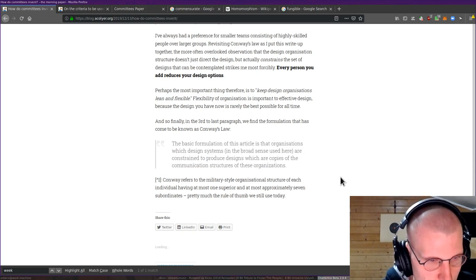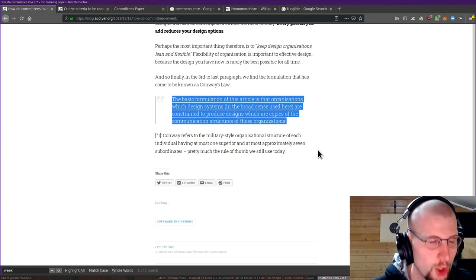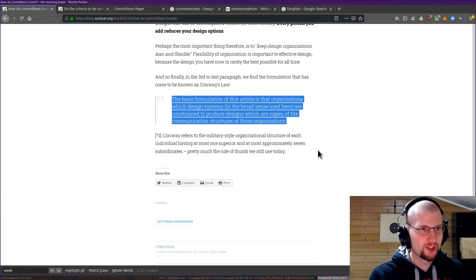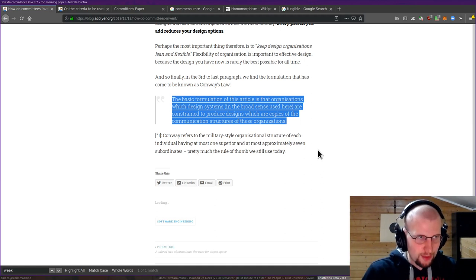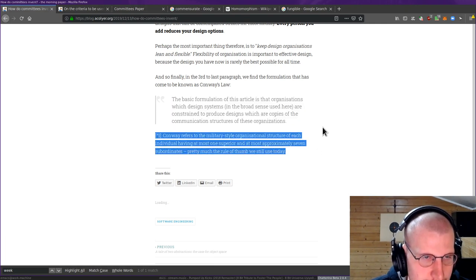Maybe not in open source, though, because in open source everyone can just do whatever, so you'll end up with a mess, of course. Conway refers to the military style of organization structure, each individual having most appropriately 7 subordinates, which is pretty much the rule of thumb we still use today.